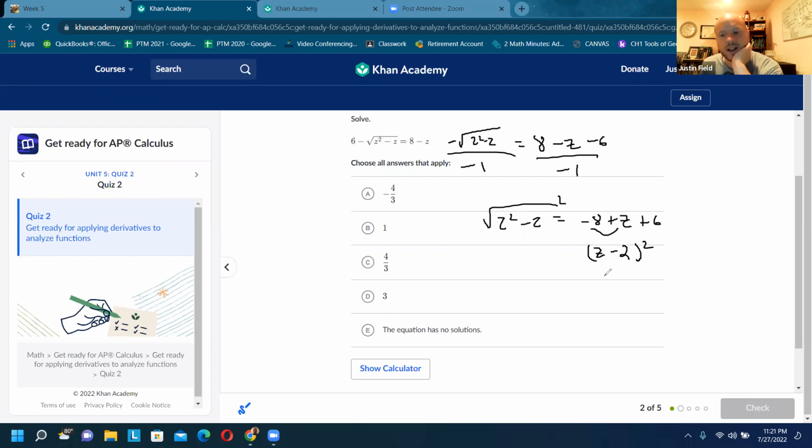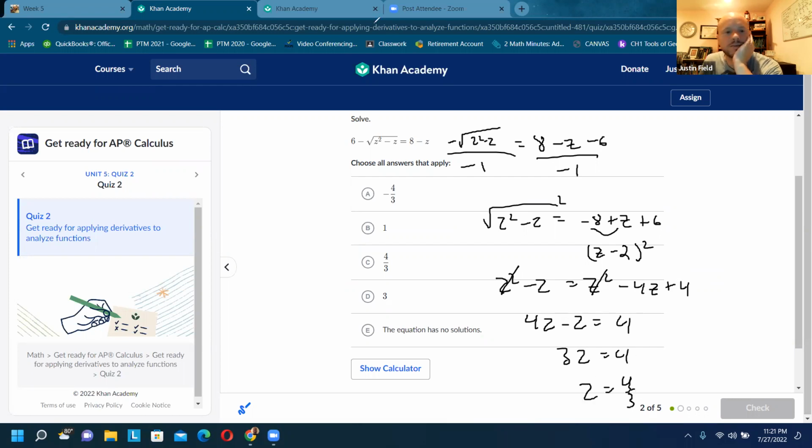Okay, so I'm squaring that. So then we get z squared minus 4z plus 4 equals z squared minus z. The nice thing is the z squareds cancel out on both sides. And then we can move the 4z over. And we end up with 3z equals 4. So z must equal 4/3.